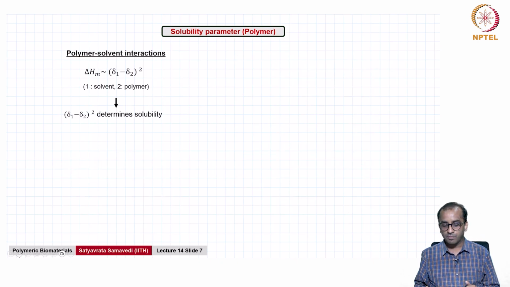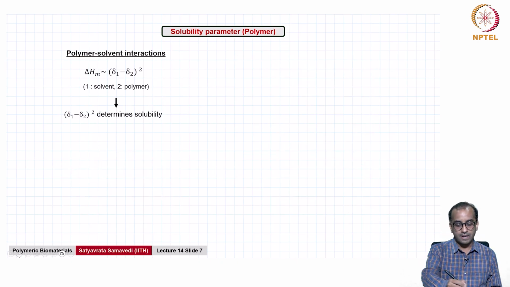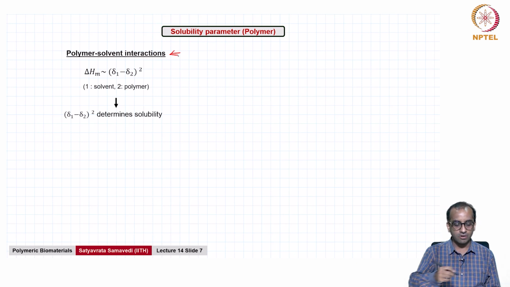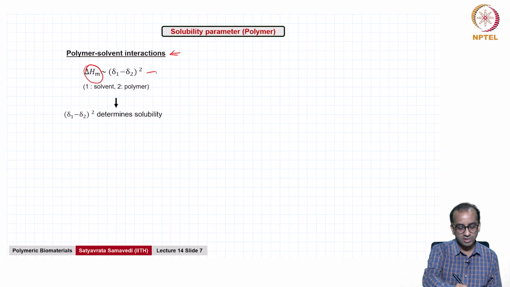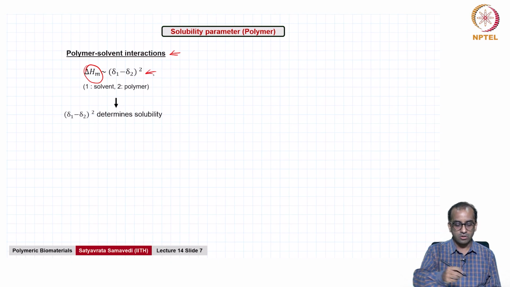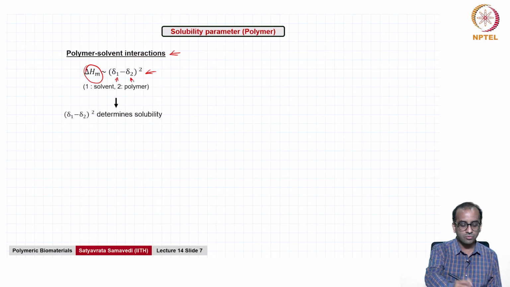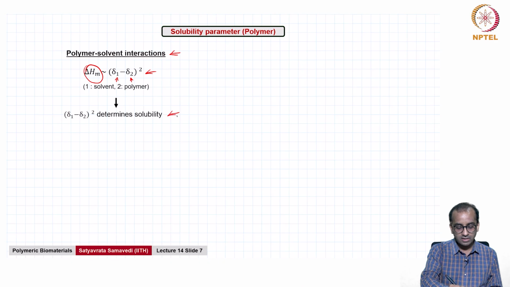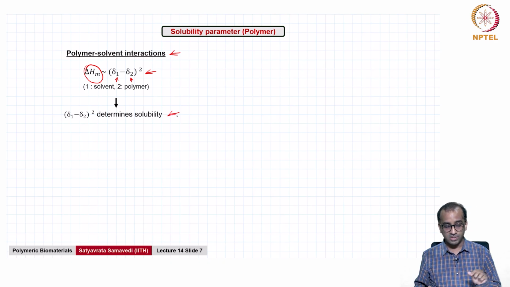So, if you consider the case of a polymer, you have polymer solvent interactions, and as we saw, delta Hm is proportional to delta 1 minus delta 2, the whole square, where 1 refers to solvent, 2 refers to polymer. And as we have seen, this term, that is the difference between the solubility parameters, eventually determines the solubility. And we have seen that it's always going to be positive based on the Hildebrand prediction.